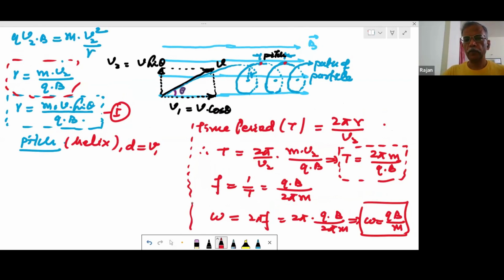So the time taken to complete one circle is the time to be taken here. So for the pitch, d is equal to v1 into the time period of this circular motion, this circle. So understood. So d will be v1, which is v cos theta, into T, and T we can take from here. The values you can put in, and my job is done.